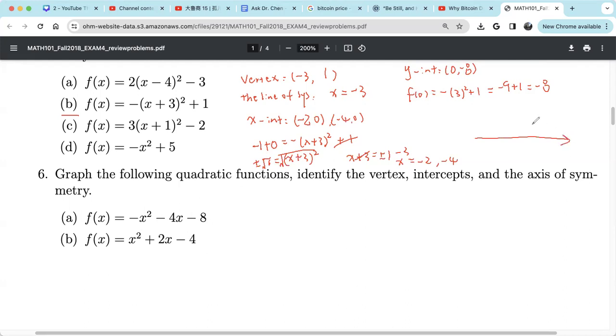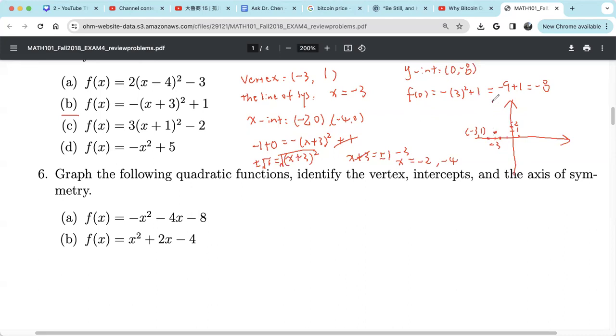Now we can graph with all this information. Let's graph the vertex first, (-3, 1). Let's see, this is 1. Negative 1, negative 2, negative 3, so (-3, 1). Let's see, this is 1, 2. So the vertex is here, right? (-3, 1) is the vertex. Then we have (-2, 0) and (-4, 0), somewhere here.